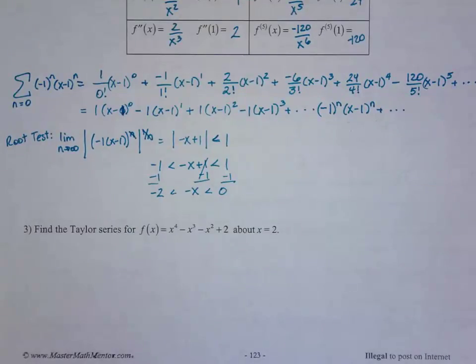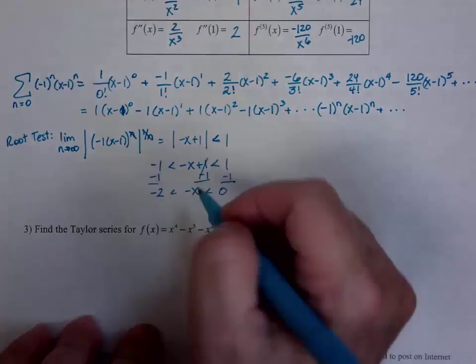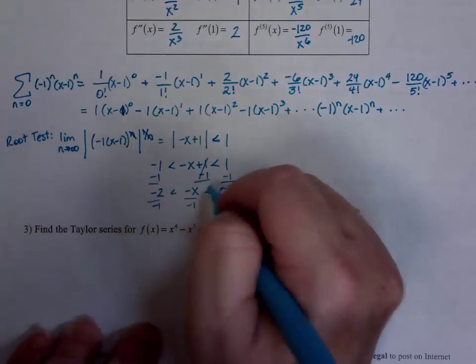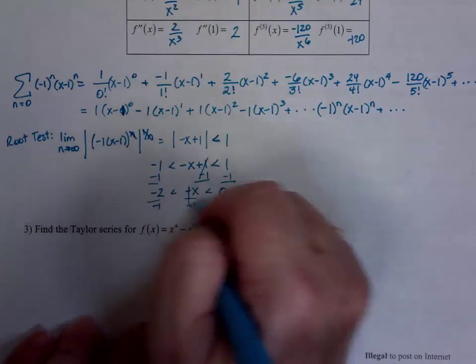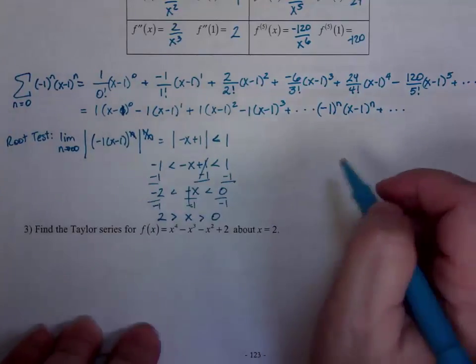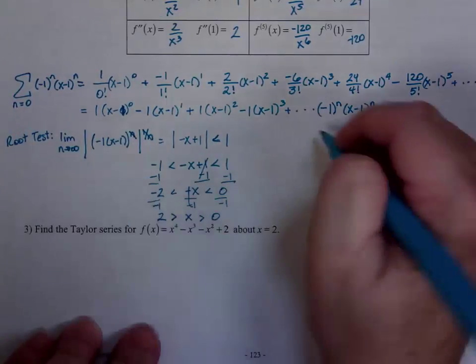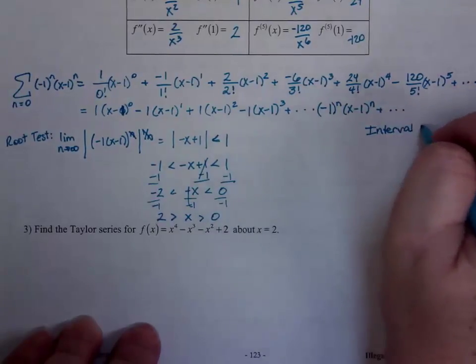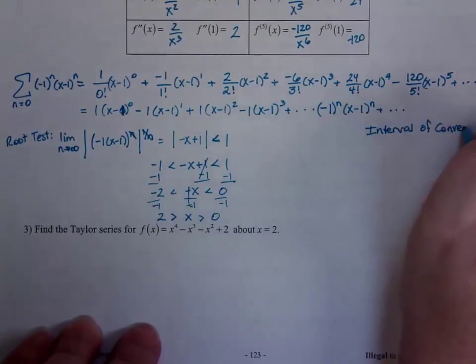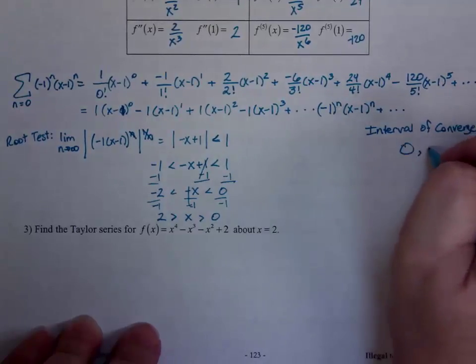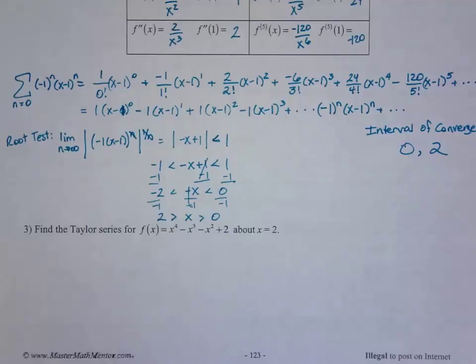Now, how do we get the x by itself? Divide by -1. And what happens when you divide by -1? You change the inequalities to the other direction. 2 is greater than x is greater than 0. And so there is my interval. Interval of convergence is 0 to 2. No brackets, no parentheses yet.